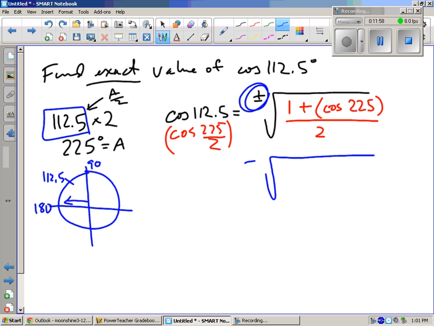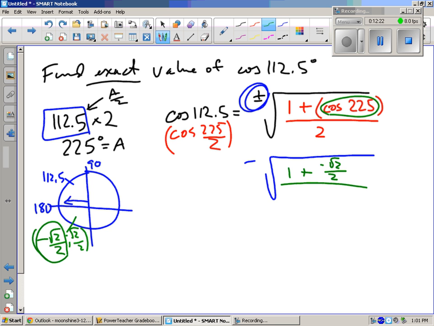All right, so let's work this out. 225 is right here. It's one of the 45s. And the cosine of that is going to be negative root 2 over 2. In fact, both of them are. But we're only interested in the cosine because that's what our formula wants. So the cosine of 225 is negative root 2 over 2.